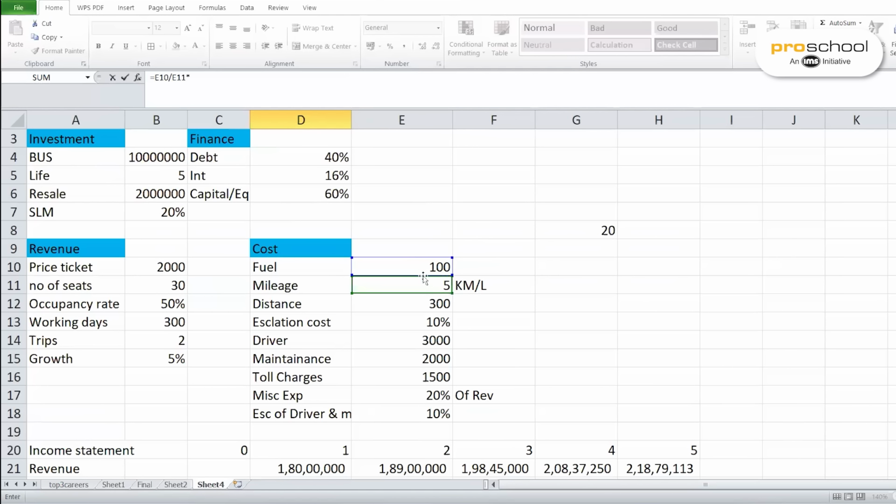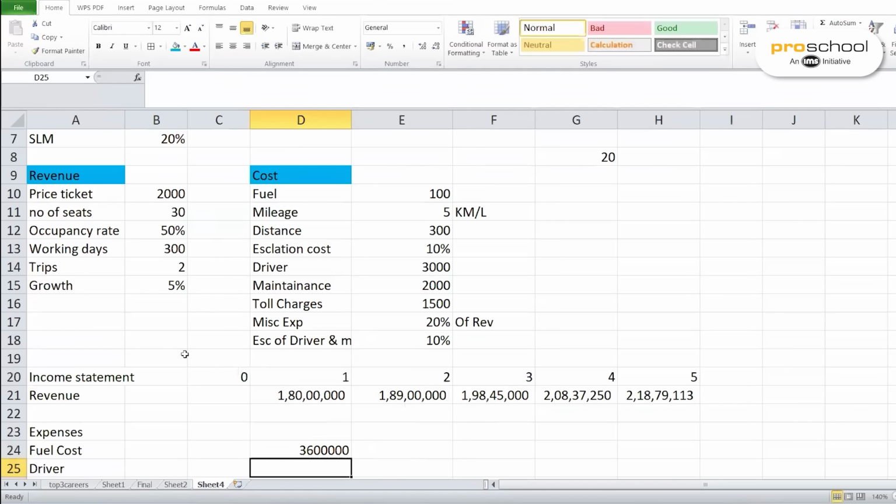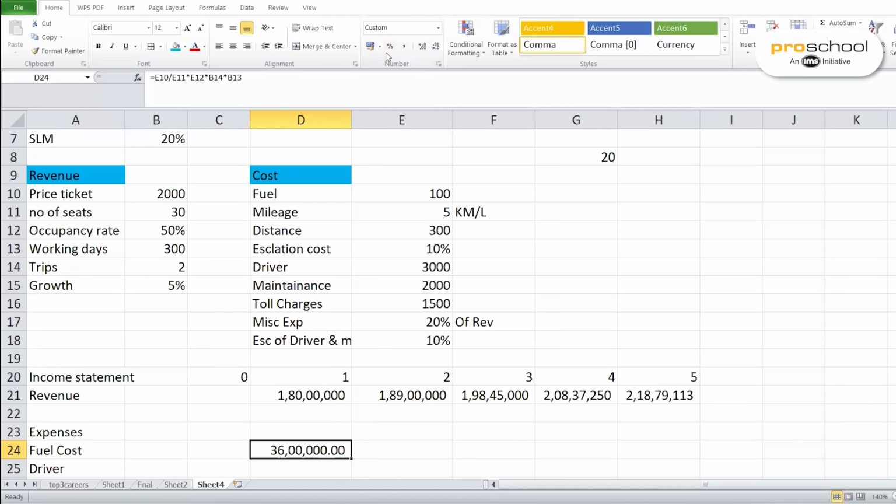Now, how many kilometers am I driving? I am driving 300 kilometers in a trip. Now, how many trips am I making? I am making 2 trips. And how many days in a year? 300 days in a year. So what shall be my total cost? My total fuel cost shall be 36 lakhs. Are we getting it? So my total fuel cost shall be 36 lakhs. I can just simply reduce the zeros over here.